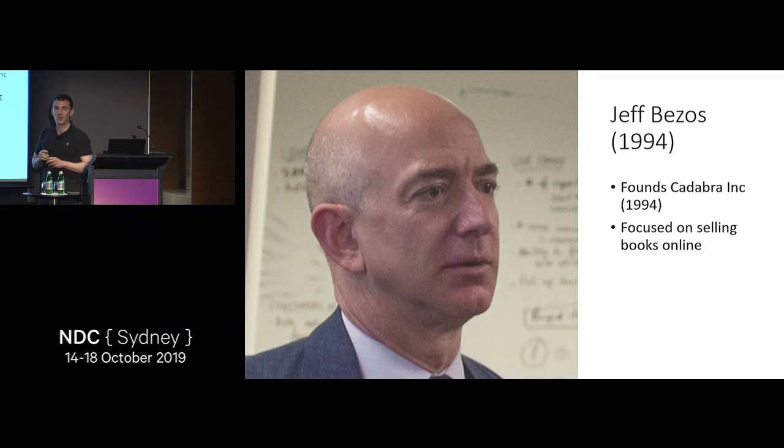So at this point, Amazon is focused on selling books online. That is what Jeff wants to do. He has no other ideas. He just wants to sell books online at this point. And of course, he's going to later expand that out into other areas.